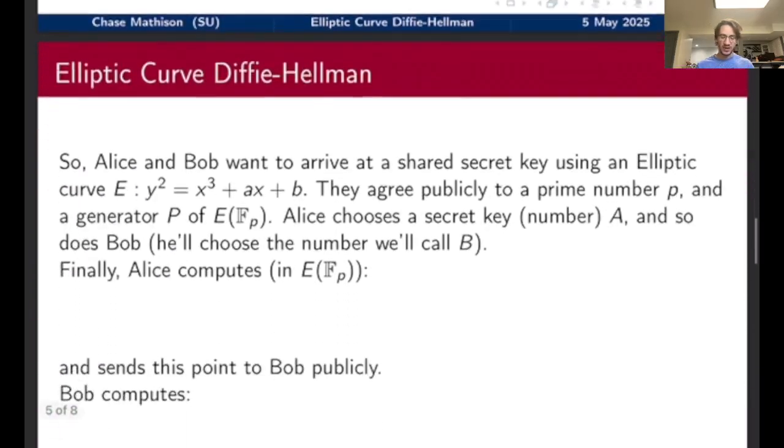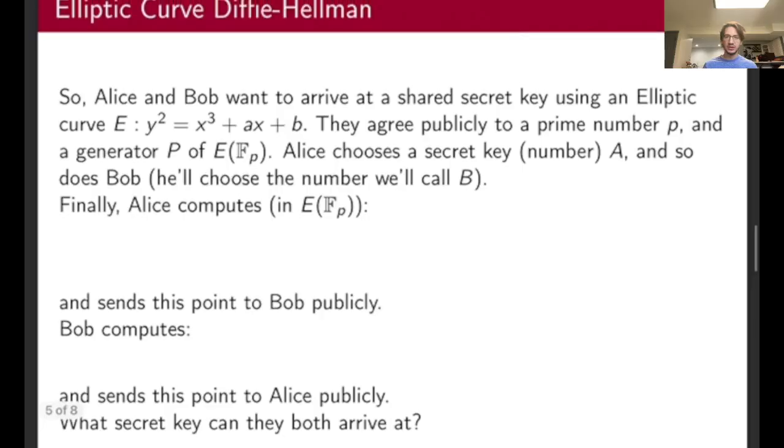All right. So Alice and Bob want to arrive at a shared secret key using the elliptic curve E, which is y squared equals x cubed plus ax plus b. At this point, I should mention there are some modern elliptic curves that don't look like this form. They're written in a slightly different form, just to make the curve simpler to look at and the numbers a little bit nicer. But ultimately, every elliptic curve you can rewrite in this form by changing variables. I'll mention that later on.